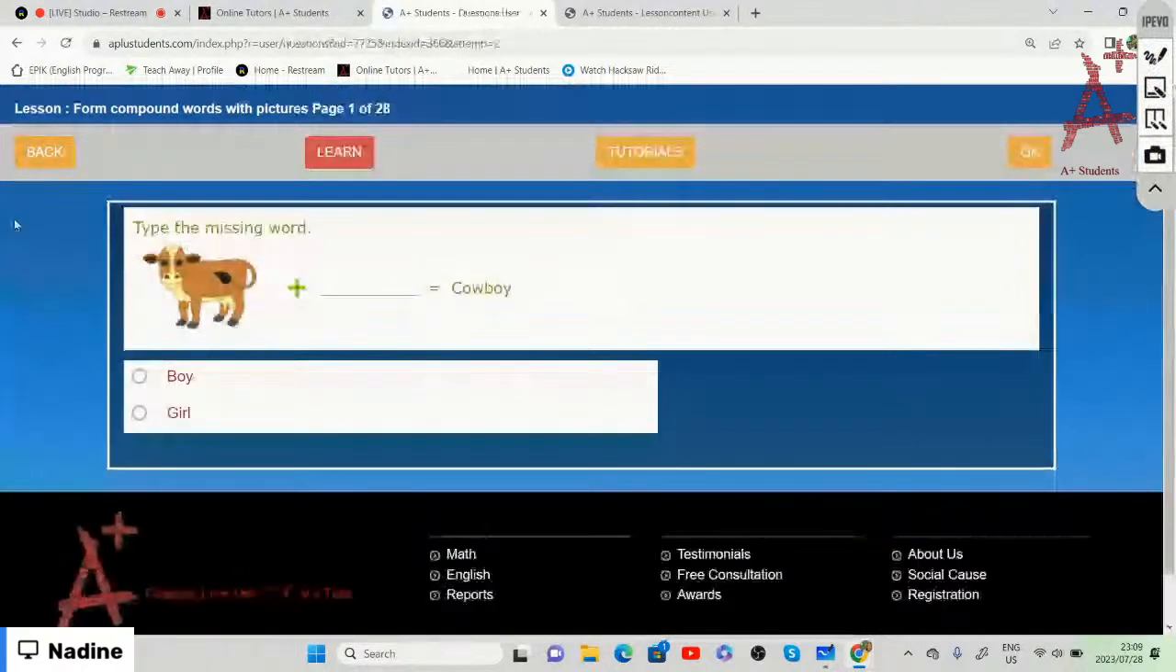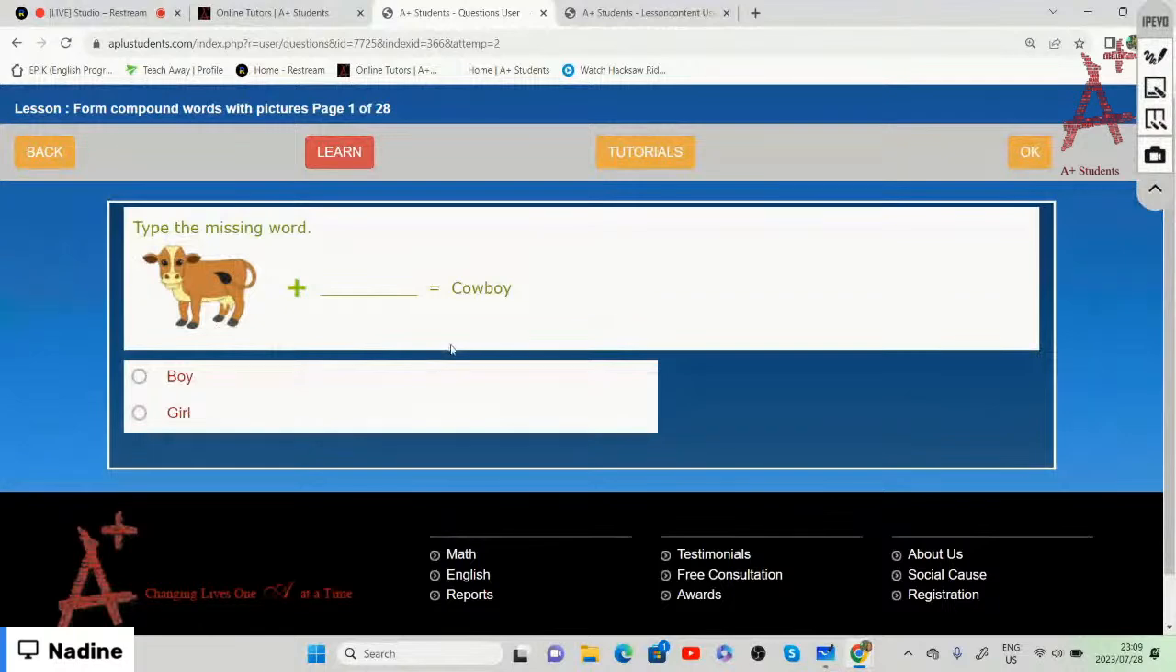All right, type the missing word. We have a cow, plus is it boy or girl, equals a cowboy. So we need to choose one of these words, either boy or girl, in order to create the new word, which is cowboy. So cow plus boy, or cow plus girl, equals cowboy. This is now basically forming compound words with a picture as well as a word.